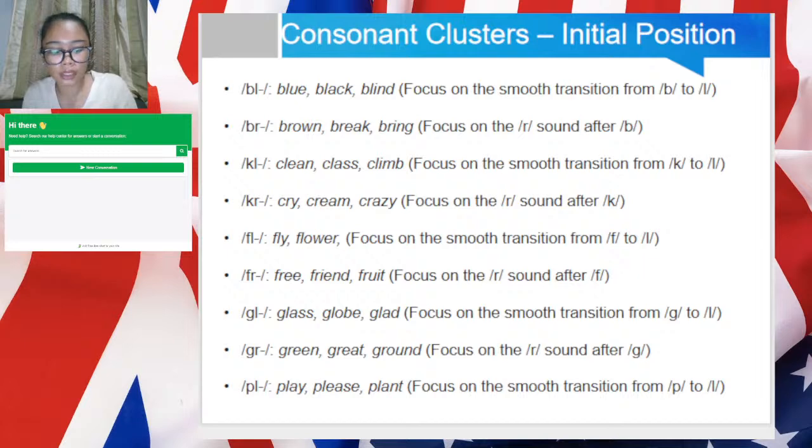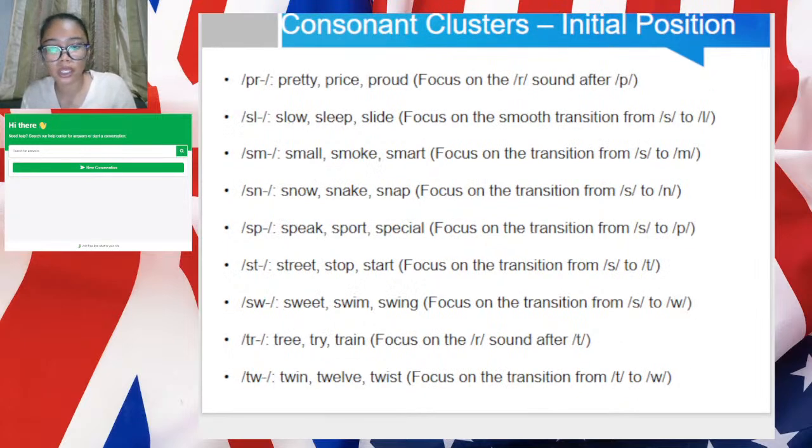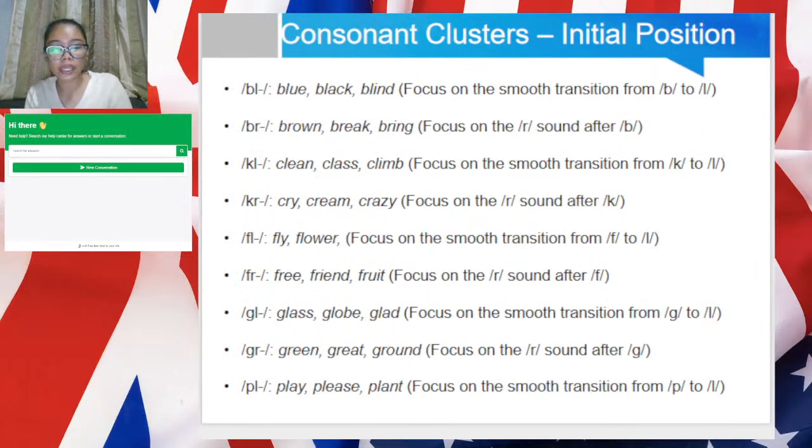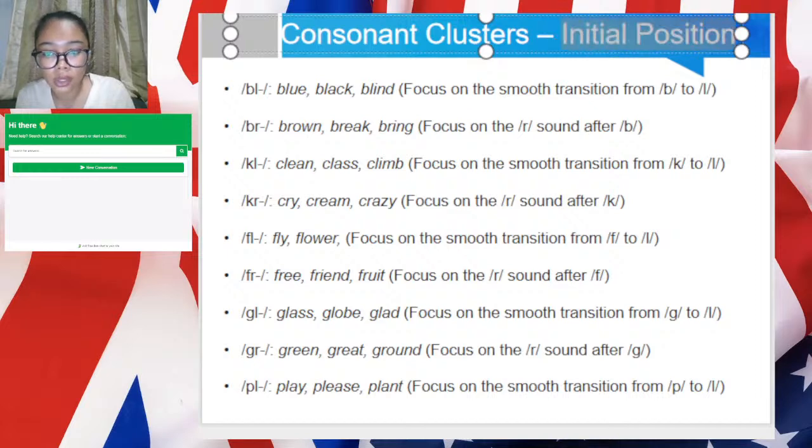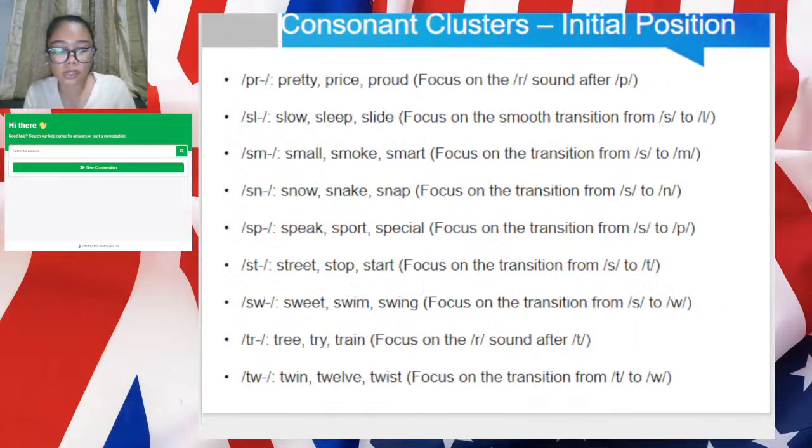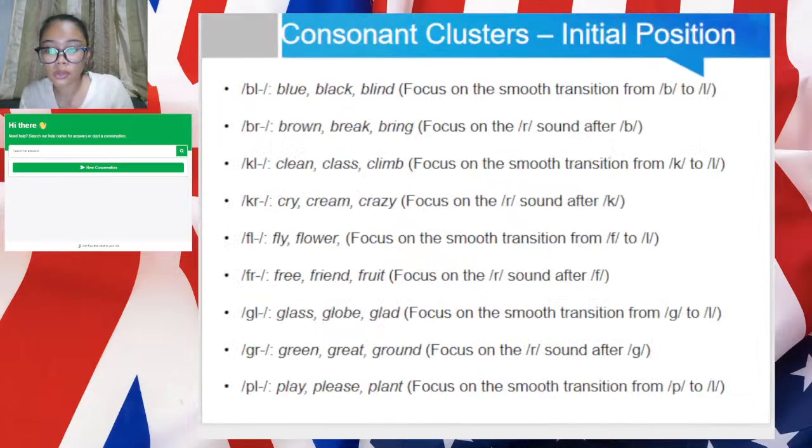This is the first slide, and then this is the second slide. There are really many of these consonant clusters, and this is just the initial position. There are also those that are found at the last part of the word. So let's take note of that. Anyway, let's dive in immediately with this one.